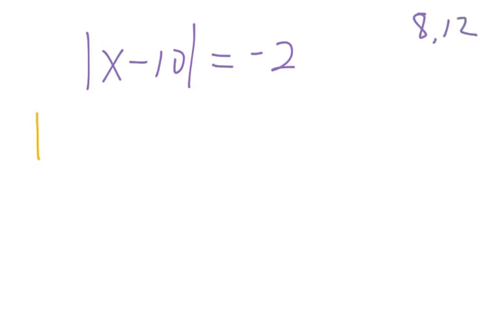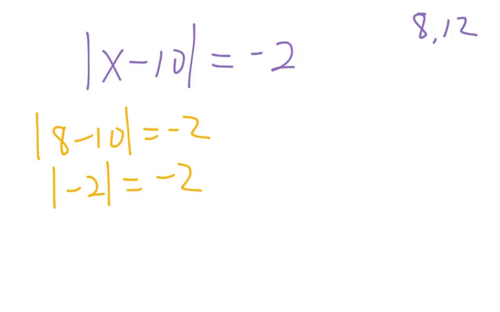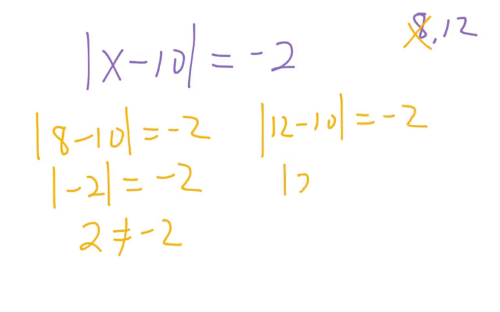So if I plug in an 8, I get the absolute value of negative 2. Absolute value of negative 2 is 2, so 2 does not equal negative 2. So the 8 gets kicked out. And then if I plug in the 12, 12 minus 10 is 2. Absolute value of 2 is 2. And again, 2 is not equal to negative 2. So that's why it's no solution. All right? Moving right along.